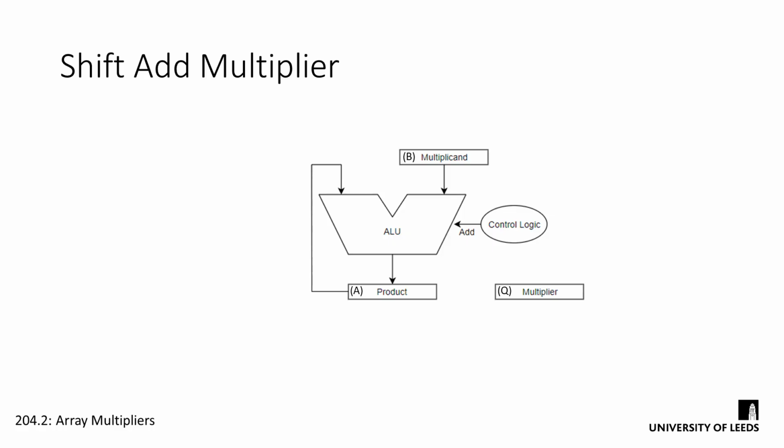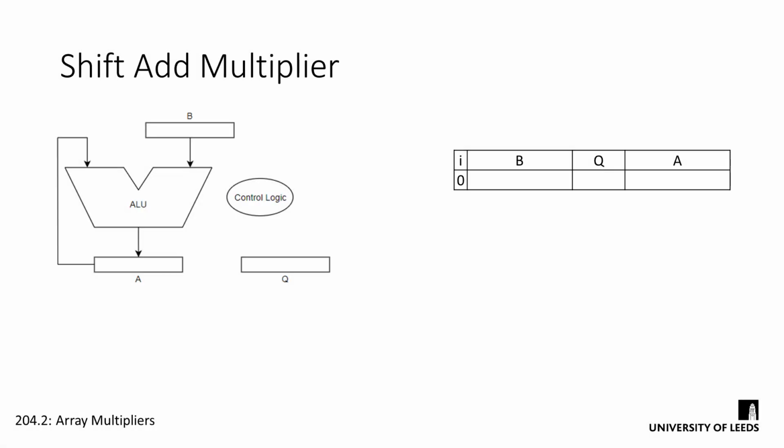It's much easier if I show this step by step. We'll multiply two 4-bit numbers, 1101 or 13 and 0110 or 6. We'll use a counter, I, to keep track of the number of cycles that have taken place. In our initial state, when I equals 0, the multiplicand and multiplier are loaded into registers B and Q respectively. Our product register, A, is empty.